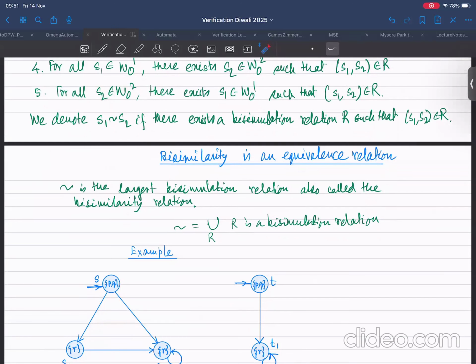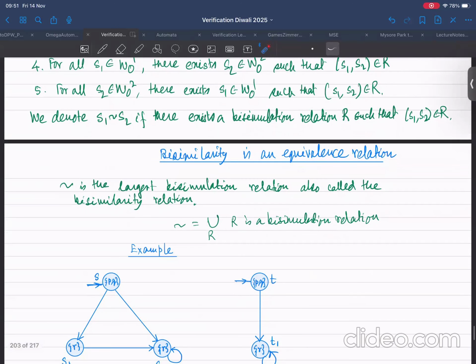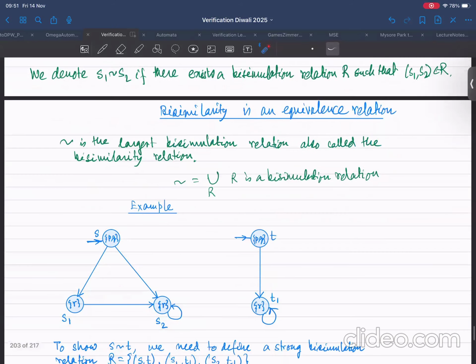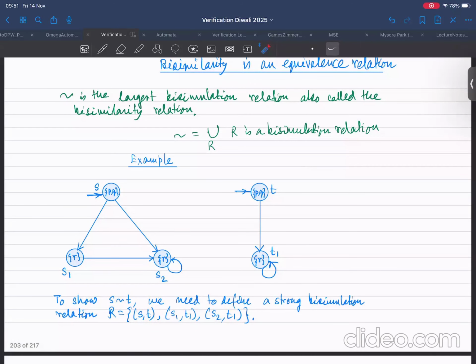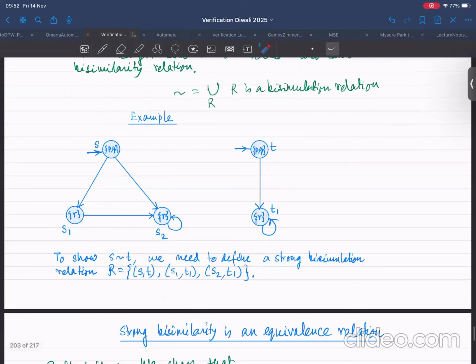Now, the largest bisimulation relation is also called the bisimilarity relation. The bisimilarity relation is the largest bisimulation relation, and in fact one can show that this is the union of all bisimulation relations. You can take the union over all bisimulation relations, and that is what is called the bisimilarity relation.